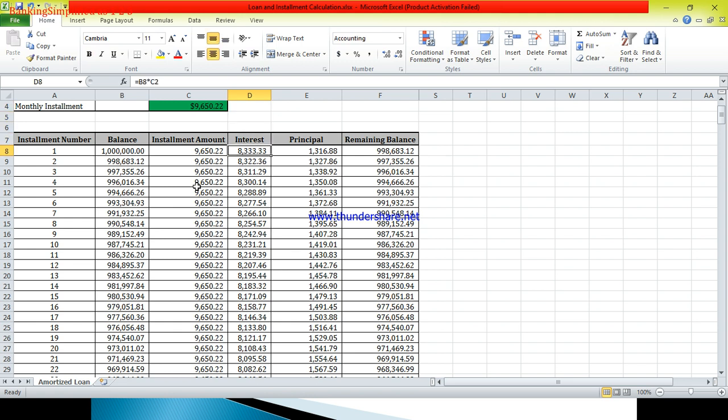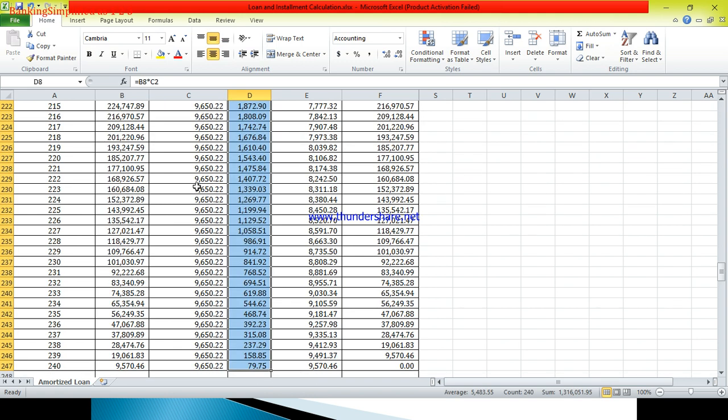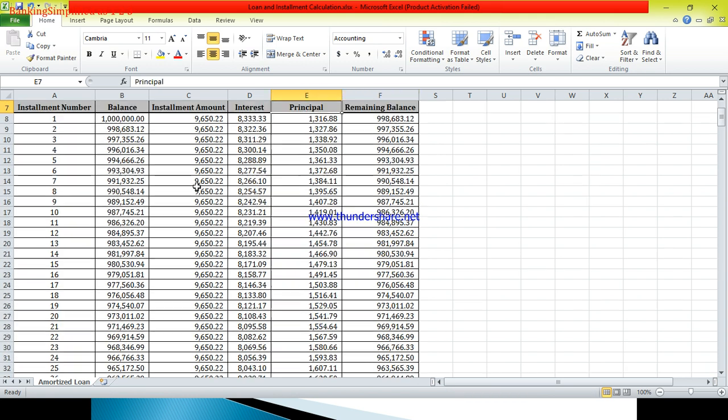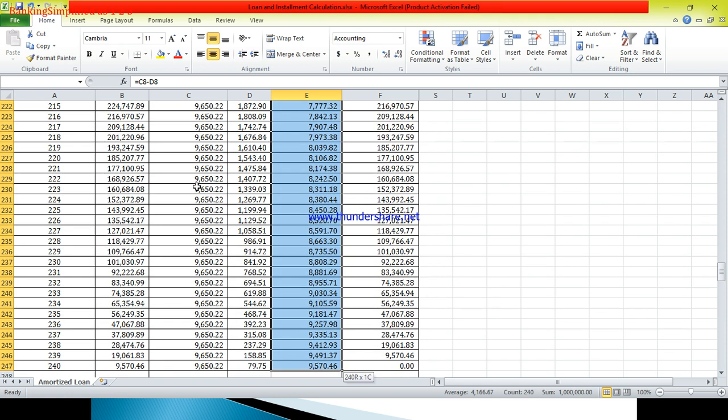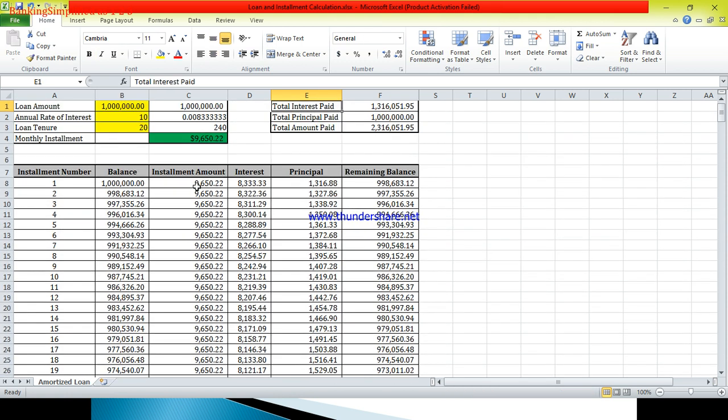Out of that, how much is the interest that you have paid? It's 13,16,051 rupees. And how much principal? Principal should be exactly the same as what you have taken. So it should be 10 lakhs, right? So this is the summary I have just taken. The total interest that you are paying is 13,16,051.95 rupees. The principal that you are paying is entirely your 10 lakh, and the total amount that you are paying is the sum of these two.